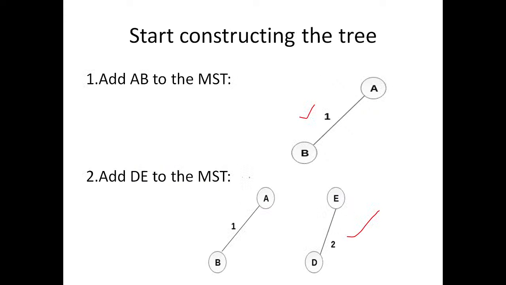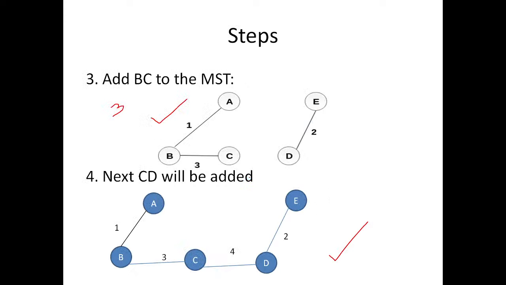Just keep in mind one condition, that no cycles are allowed in a minimum spanning tree. It's a tree, no cycles are allowed. The third one is BC, no cycles are there, so adding BC, and the next one is CD. So add it, and any other edges other than these create cycles, so we are discarding them. And how can the total weight be calculated? By summing up all the edge weights of the edges.